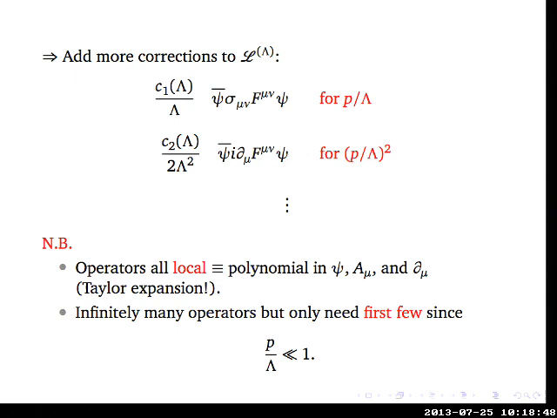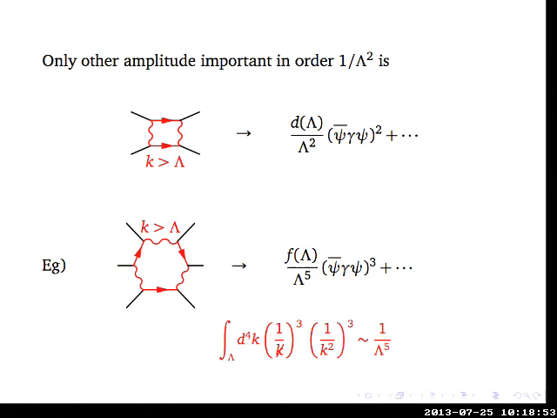Everything that you can look at can be reduced to local operators, right? If you look at the K greater than lambda physics, this argument just generalizes, and you can organize all the stuff that you left out of the theory in terms of correction terms to the Lagrangian that are local.